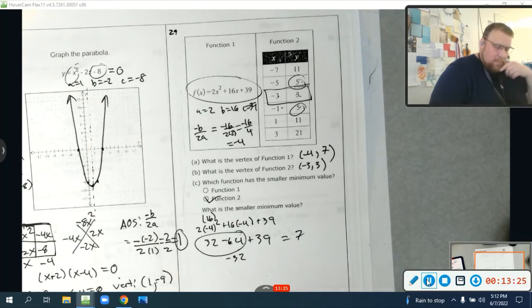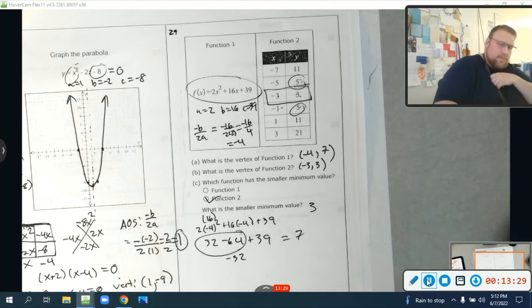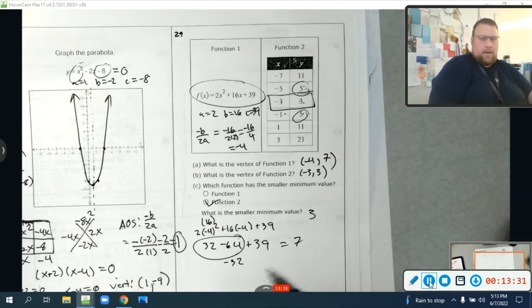What is the smaller minimum value? Well, it's 3. All right, so the smaller minimum value is 3.